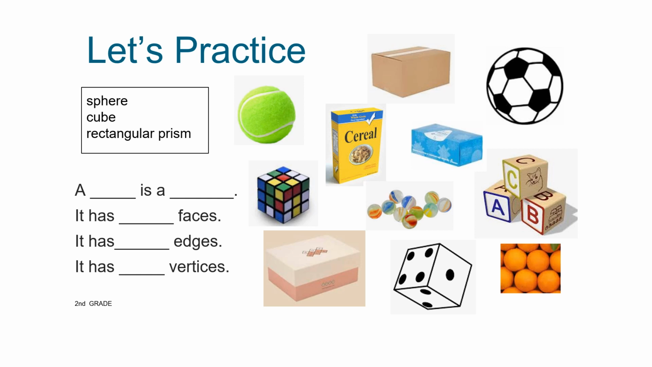Stop and think about how many edges the tissue box has. A tissue box has 12 edges. Now, think about how many vertices there are on a tissue box. It has 8 vertices. How did you do?